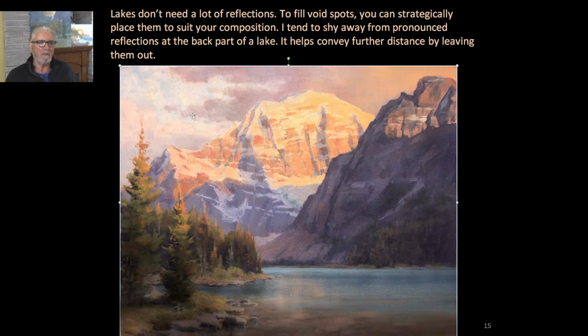I tend to shy away from pronounced reflections at the back part of a lake. It helps convey further distance by leaving them out. Okay, so let's explain that. You play this little game where, yes, I want reflections here, but I don't want reflections there. So over here, for instance, we have reflections, and you can say, well, the trees are blocking the wind so that you would see still water there. There's a hint of reflection over here, just to avoid that boredom of the squares in that area. But back here, there are none.